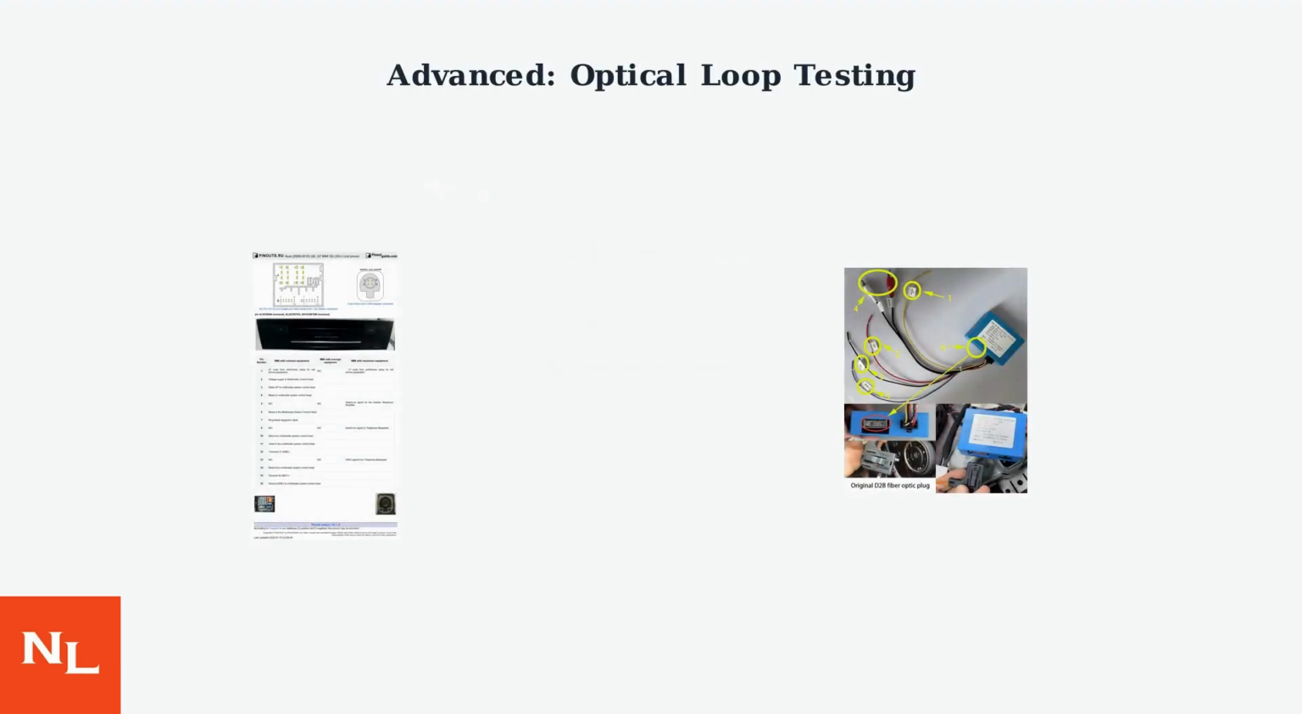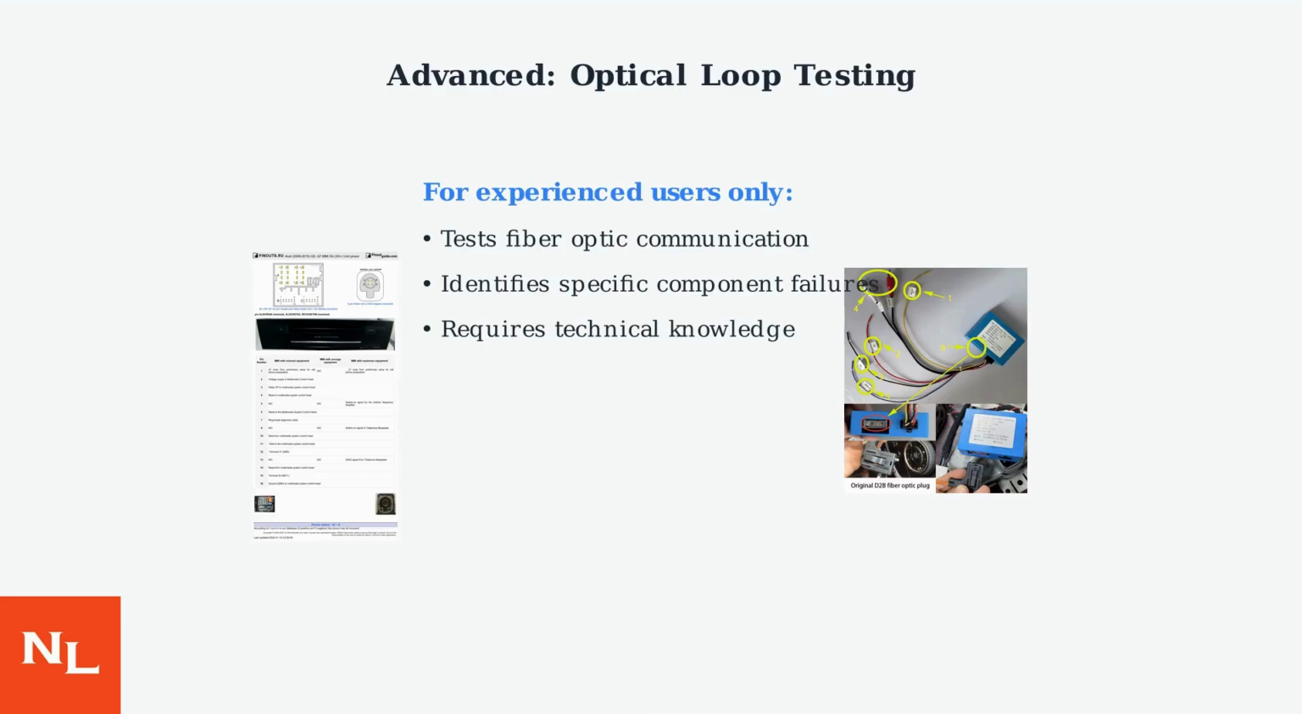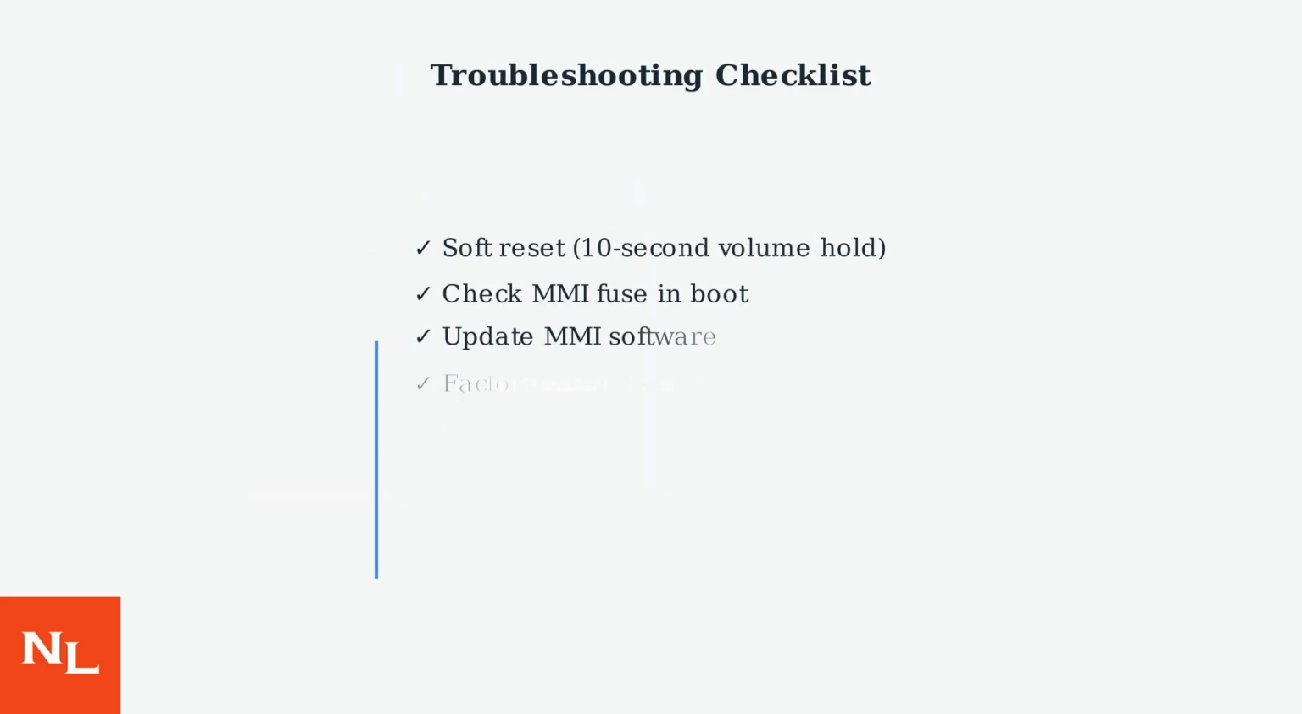For those comfortable with car audio systems, optical loop testing can diagnose faulty components in the fiber optic communication network. This advanced technique helps identify specific hardware failures in the MMI system. These troubleshooting steps resolve most MMI issues. Start with the soft reset, check fuses, update software, and only attempt advanced diagnostics if you have the necessary expertise. If problems persist, professional diagnosis may be required.